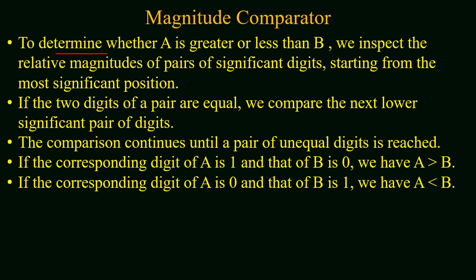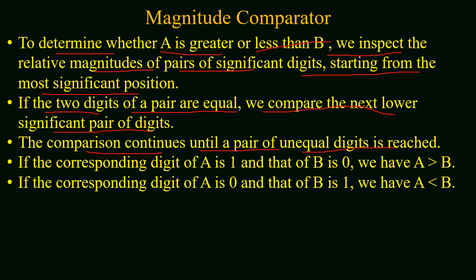Now to determine the latter two cases, which are A greater than B or less than B, we inspect the relative magnitude of pairs of significant digits starting from the most significant position. If the two digits of a pair are equal, we compare the next lower significant pair of digits, and this comparison continues until a pair of unequal digits is reached. Like if the corresponding digit of A is 1 and that of B is 0, we must have A greater than B. And if the corresponding digit of A is 0 while that of B is 1, then we will have A less than B.